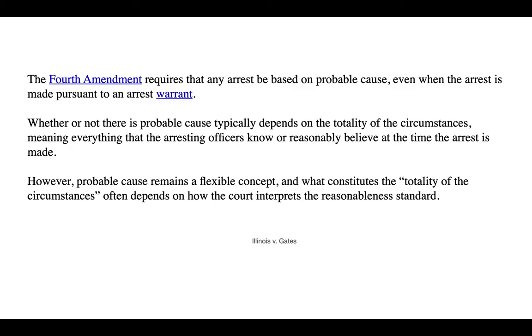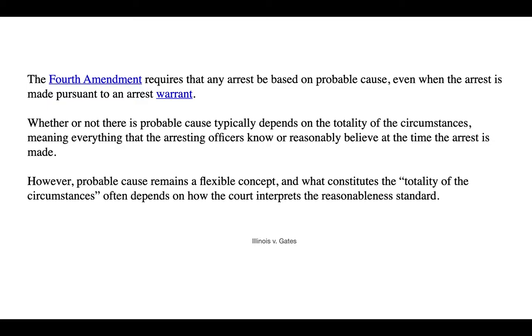So we want to think about it this way. If you just read the Fourth Amendment, it requires, right? Doesn't say maybe, doesn't say probably, doesn't say hopefully. It must. It requires. Any arrest. Arrest is a stop. So when a police officer stops you and you do not feel free to leave, that's an arrest. That must have a warrant, and that warrant must be based in probable cause, signed by a judge.